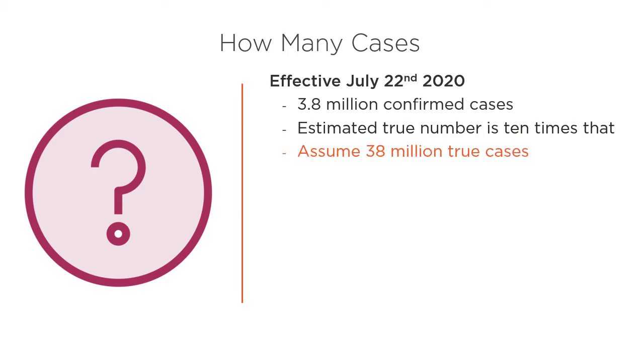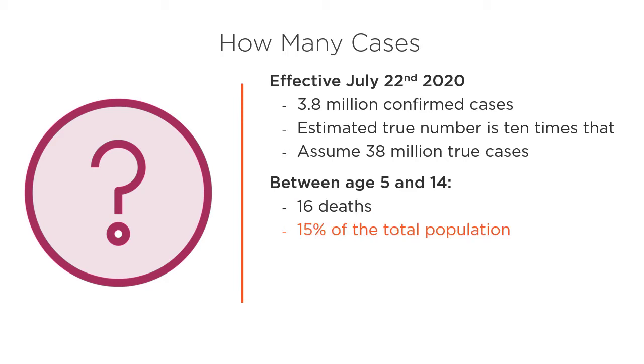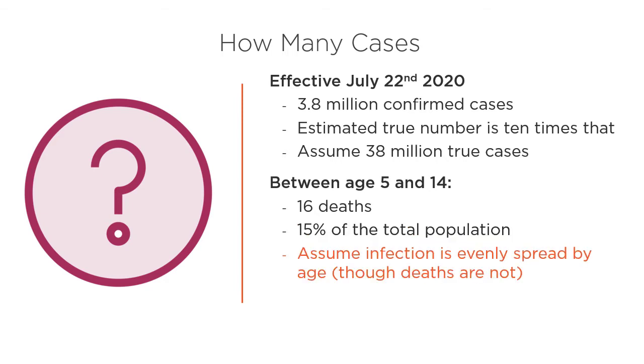actual number of cases. The CDC data shows 16 children between the age of 5 and 14 died of COVID-19 during that period. That age group represents about 15% of the total population. Let's assume that the proportion of people infected is the same across all age groups. In other words, kids get infected but are largely asymptomatic or have mild symptoms. This is a big assumption. By the time you see this, we may know a lot more. But that's the nature of a new virus. We are all still figuring things out.